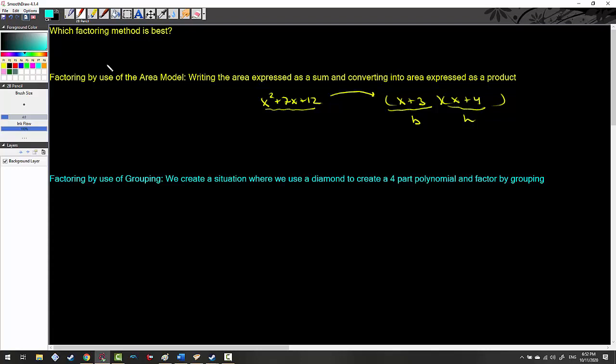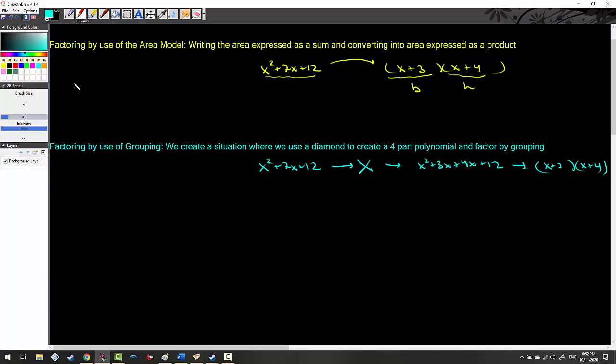If I use this exact same example, you would get x squared plus 7x plus 12, and then through a little bit of hocus pocus, and I will show you what all this stuff is, you would have a diamond with a bunch of numbers in it, and then suddenly you would get x squared plus 3x plus 4x plus 12, and then through a series of twists and turns, you'd get exactly the same answer, x plus 3 times x plus 4. So a little bit fewer steps than the area model, but it's still involved, and we end up getting the same answer anyway, so it's all good.